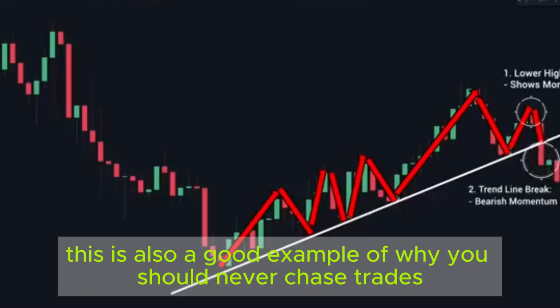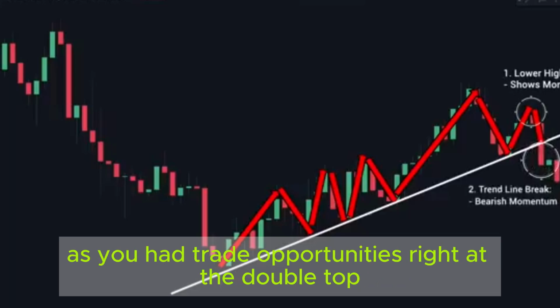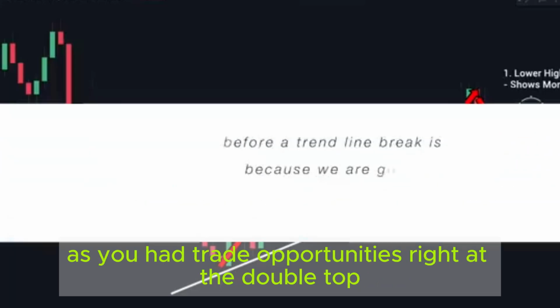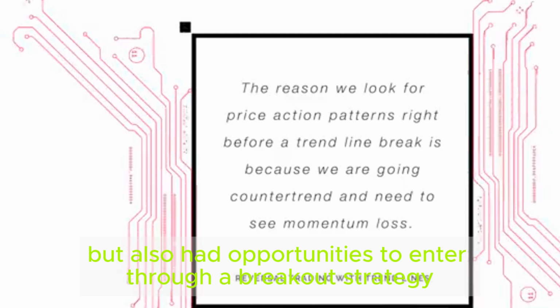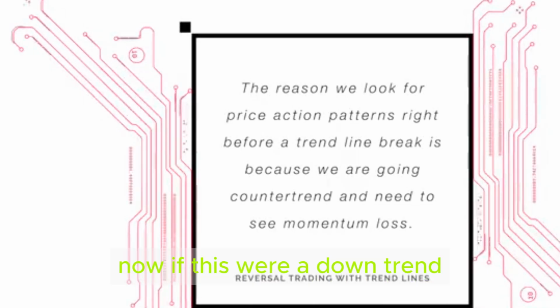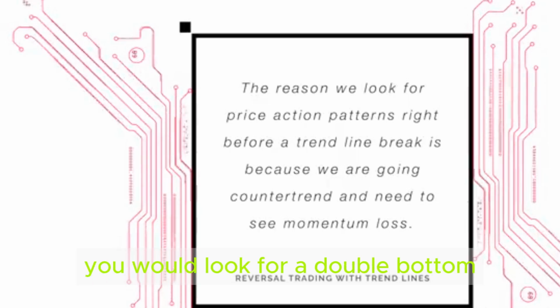This is also a good example of why you should never chase trades, as you had trade opportunities right at the double top, but also had opportunities to enter through a breakout strategy after the trendline break. Now, if this were a downtrend, you would look for a double bottom.